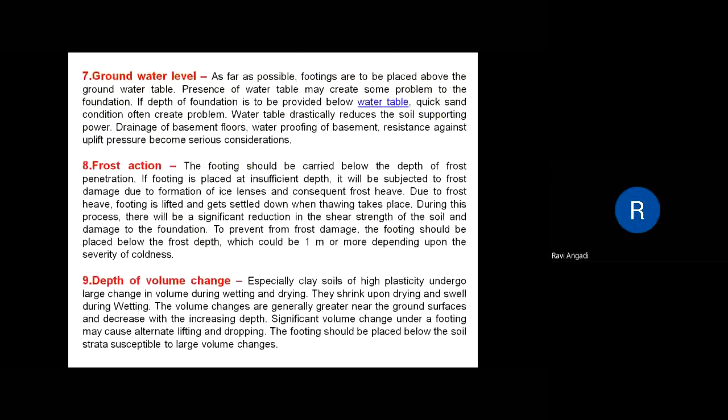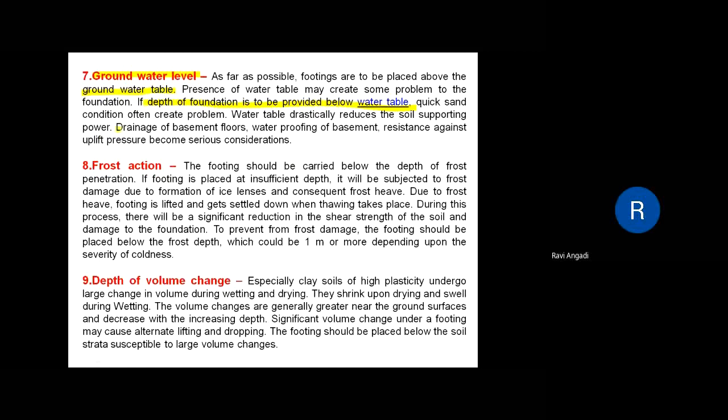Then coming to the next one, the seventh one, the groundwater level. As far as possible, footings are to be placed above the groundwater table. The presence of the water table may create some problems for the foundation. If the foundation is provided below the water table, what will happen? Quicksand conditions often create a problem. The water table drastically reduces the bearing capacity of the soil.